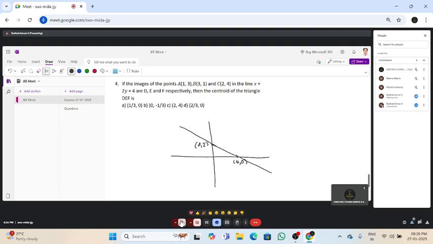Now A is (1, 3), இங்க இருக்க போகுது. B is (3, 1), somewhere இங்க இருக்க போகுது. And C is (2, 4). It will be somewhere here, right?